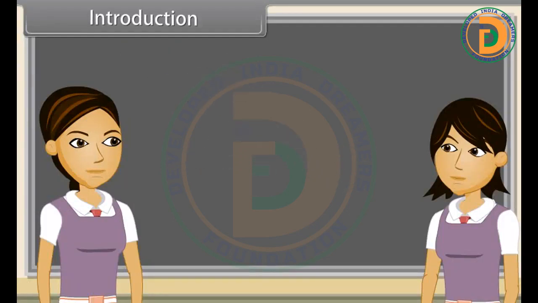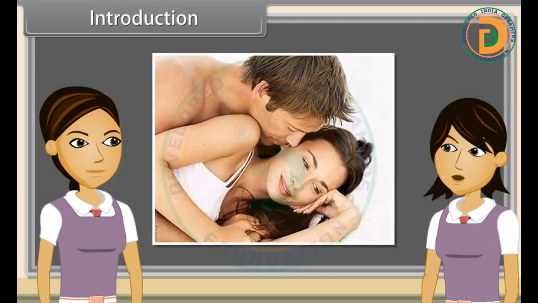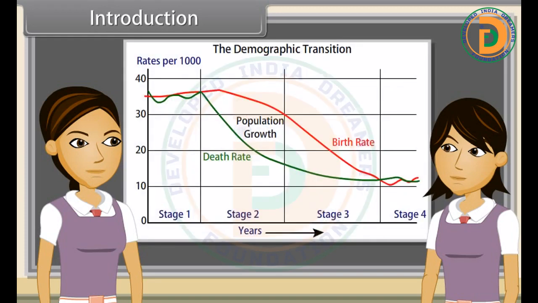Introduction. As we have already discussed, reproduction is the ability of all organisms to produce young ones similar to themselves in most characters. Yes, and for the process of reproduction, we have to make sexual contact. But if we do this without any protection, then many diseases are spread from an infected partner. Due to rapid growth in population, we observe population explosion. Yes, it is mainly due to rapid decline in death rate and increase in lifespan.